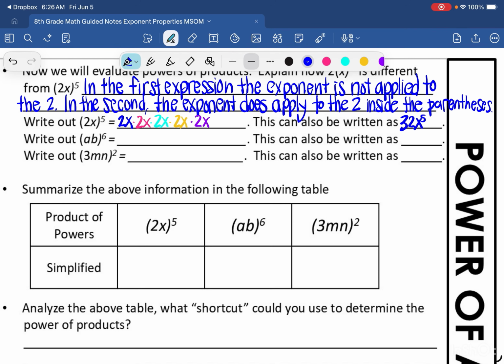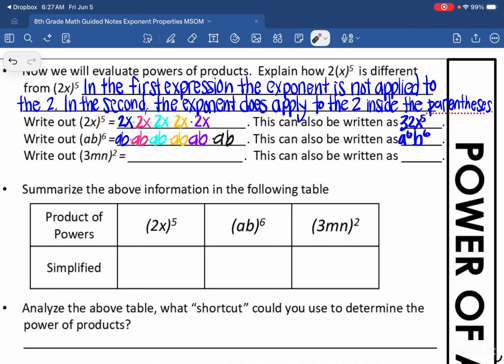Write out a to the b to the 6th, so I have ab once, ab twice, ab 3 times, ab 4 times, ab 5 times, and ab 6 times. Another way to write this, if I combine like terms, I'm going to combine all my a's. So it's a to the 6th, and then combine my b's is b to the 6th.